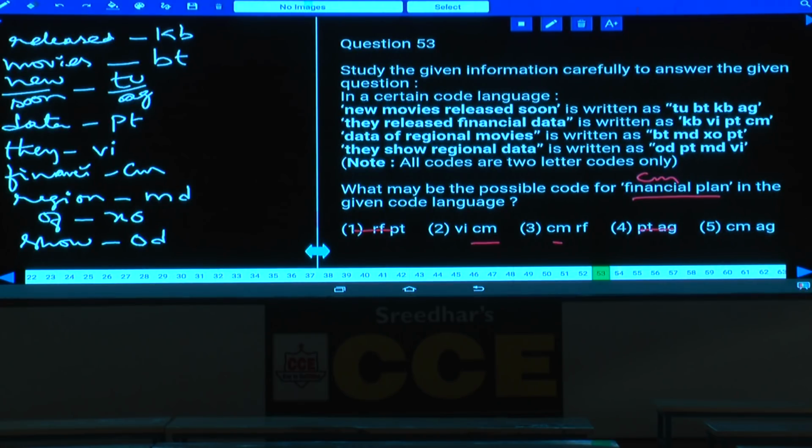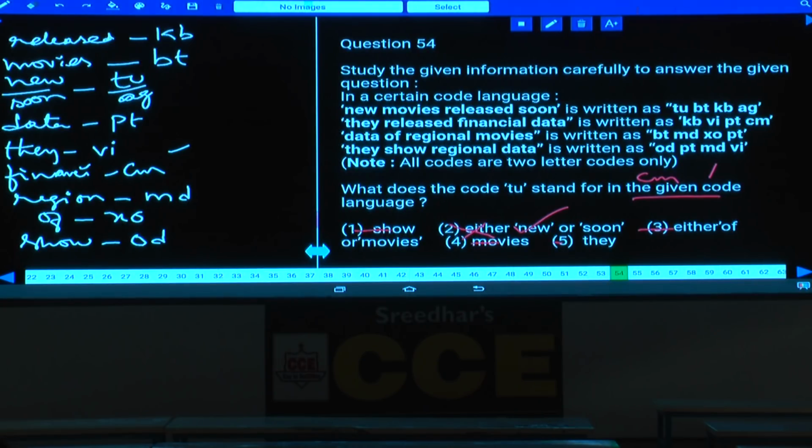Now CM and VI cannot be your answer because VI is the code to the word they, and it cannot be the code to the word plan. Choice 2 is ruled out. And CM and RF. As RF is not given in any of the given statements, hence it can be the code to the word financial plan. Done with this? Choice 3.